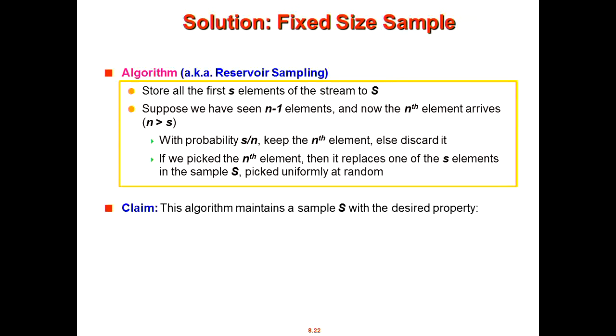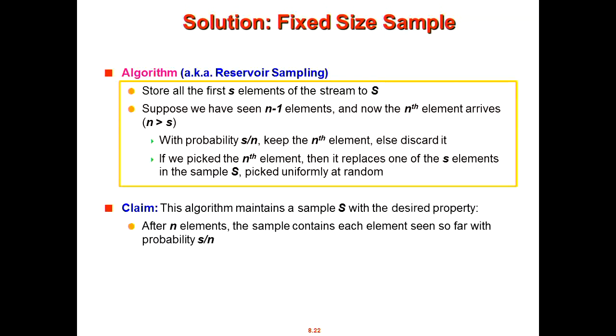So the algorithm is very simple, but the key part is why the result obtained by this algorithm can achieve this goal, right? This algorithm maintains a sample S with a desired probability. That is, after n elements, the sample contains each element seen so far with equal probability of S over n. Why is it like this? We will do some analysis.